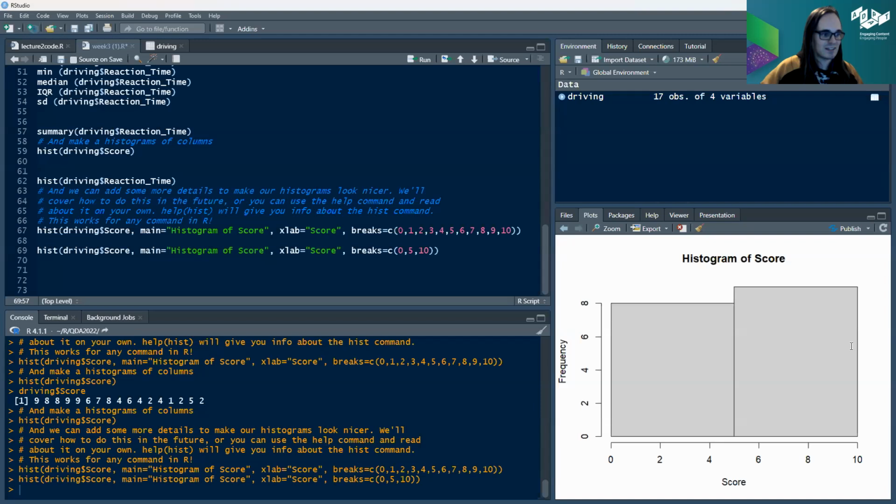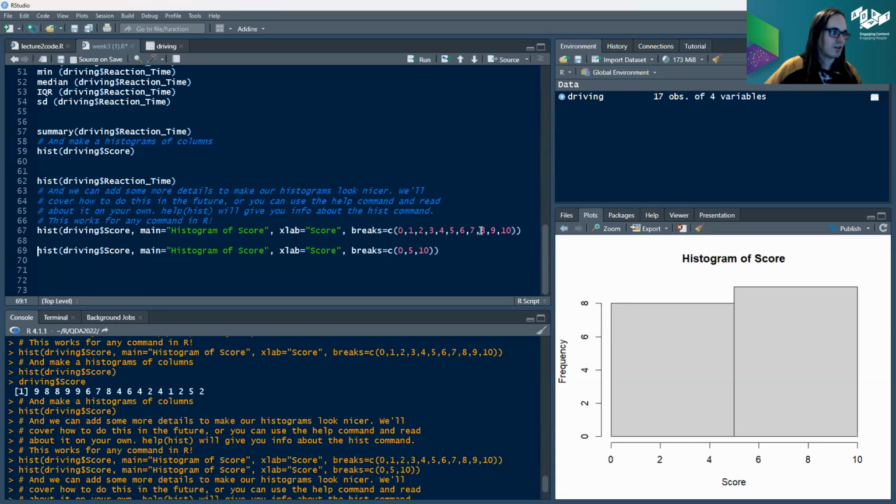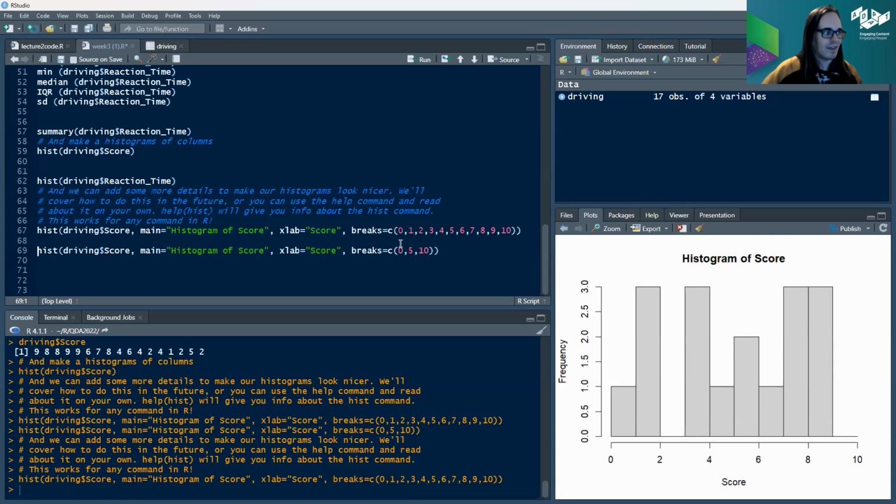So if I drew just breaks at 0, 5, and 10, that looks terrible because I don't want to just know how many people got below a 5 and how many people got above a 5. I want to know how many people got each individual possible score. So I specify all of my breaks in that c, and now I get a much better looking histogram, or a much more informative histogram anyway.